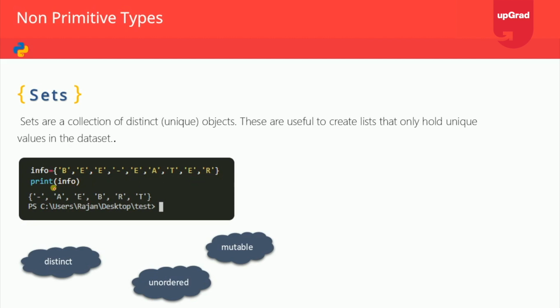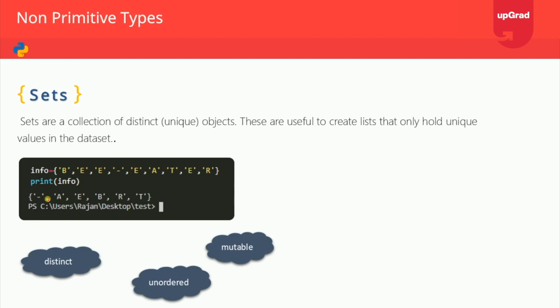Now, when I print the info, you can see that it is printing only the unique elements, and it is not printing the repeated ones. And here you can see that E is occurring only once. It has removed all the other reoccurrings of the letter E.